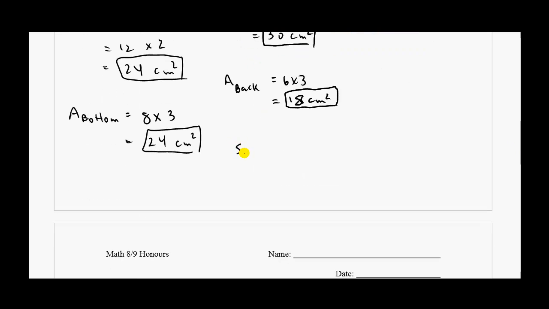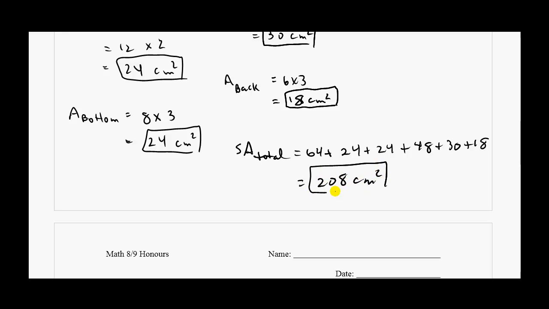Let's find the total surface area of this object by adding 64, 24, 24, 48, 30, and 18 together. 208 square centimeters is the total surface area of this composite object.